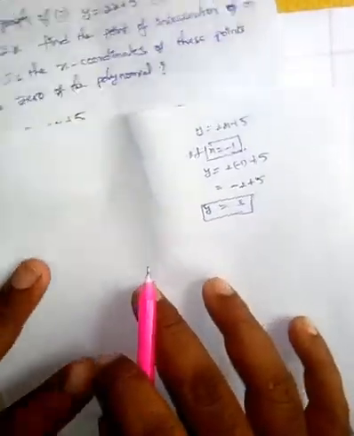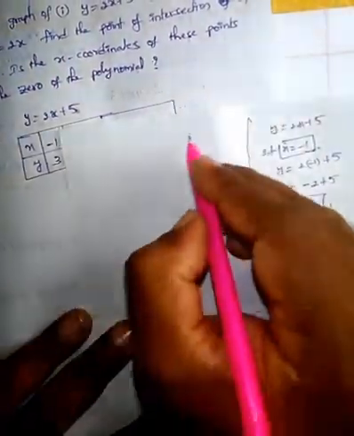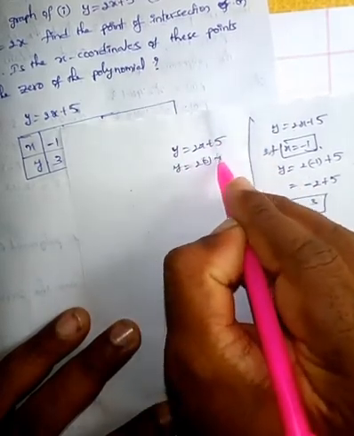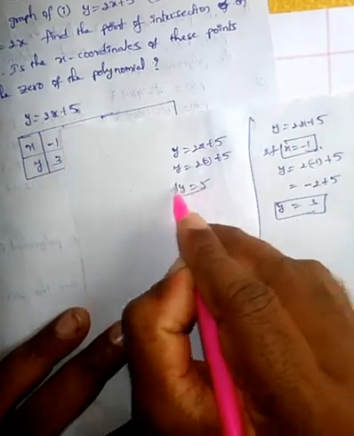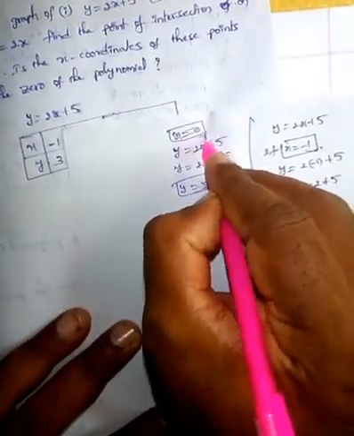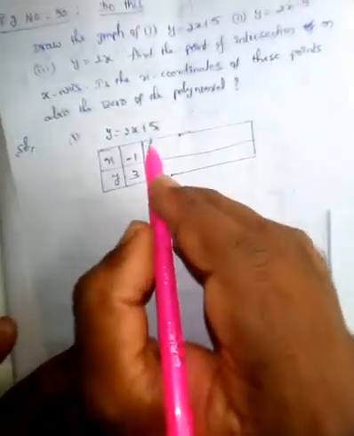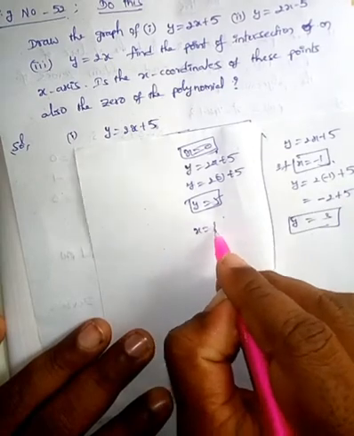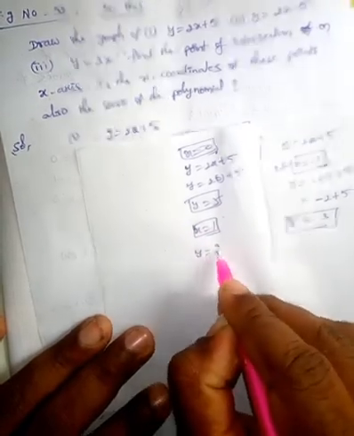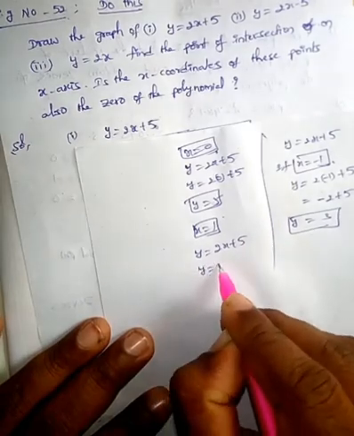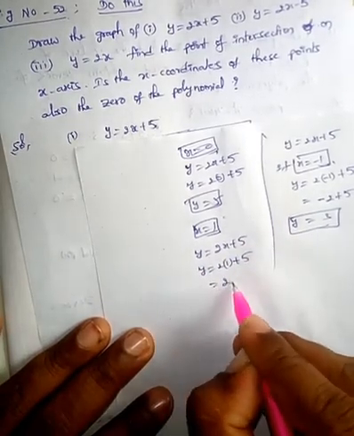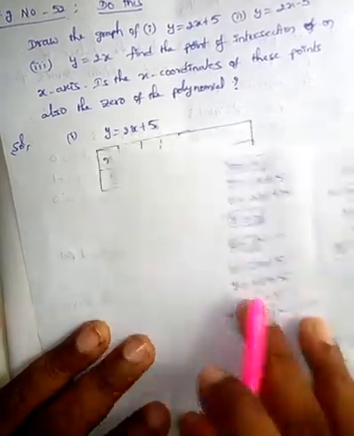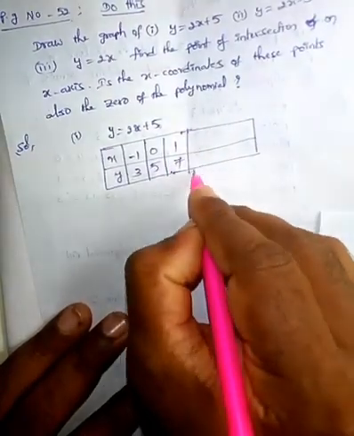Now I am taking x equal to 0. Here the equation is y equal to 2x plus 5. If I substitute x equal to 0, the answer is y equal to 5. Okay, if x equal to 0, y equal to 5. Now substitute 0, 5. And the next value I am taking x equal to 1. If I take x equal to 1, y will be 2 into 1 plus 5, that is 2 plus 5 equal to 7. Okay, if x equal to 1, y equal to 7, that is 1, 7.